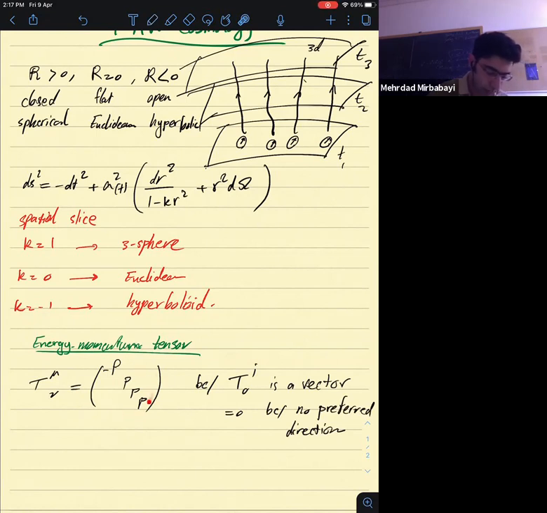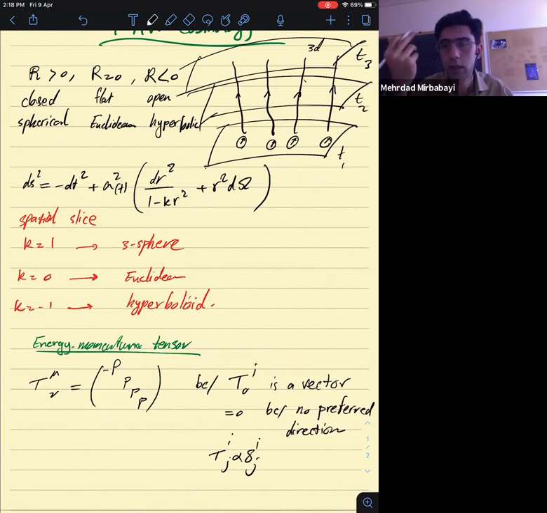Also, the spatial part of T should be proportional to delta ij, because this is the only tensor which is invariant under rotation. If it was anything else, then under rotations it would change. But we say that it is isotropic, so therefore it shouldn't. It should be proportional to the unit tensor.